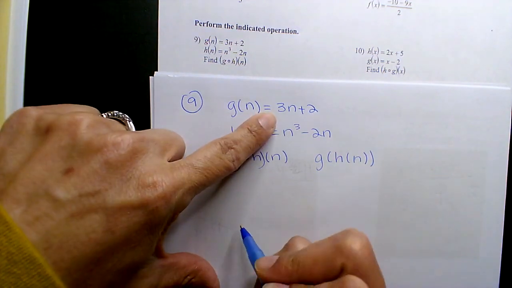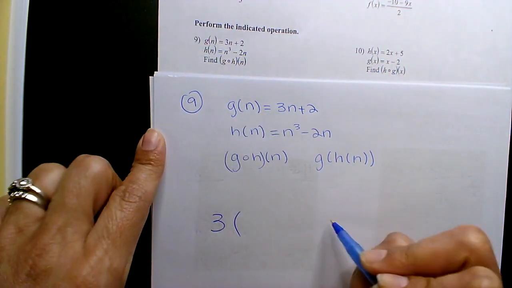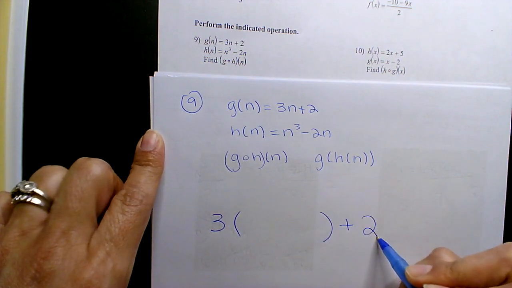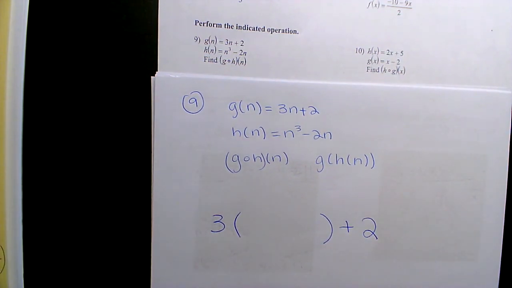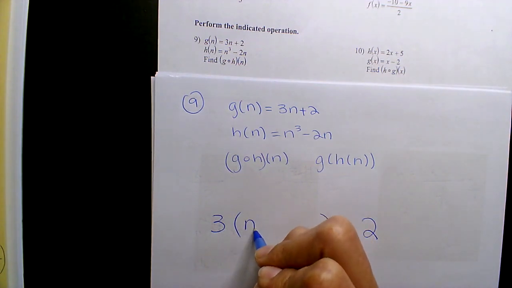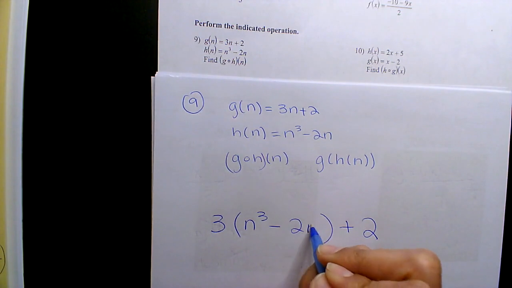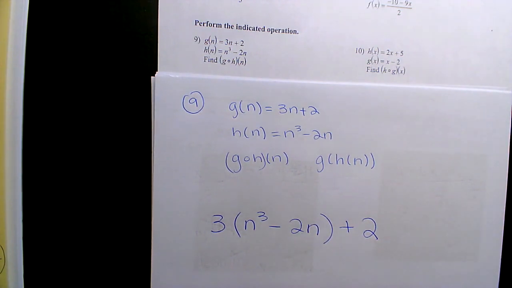So if G of n is 3n plus 2, I'm going to just put a big space saver for where the n variable is going to get substituted. And so what do I put in place of there? The h function, which is n cubed minus 2n. So that's it. n cubed minus 2n. Okay, it's not cleaned up, but it's perfect. It's just not cleaned up.